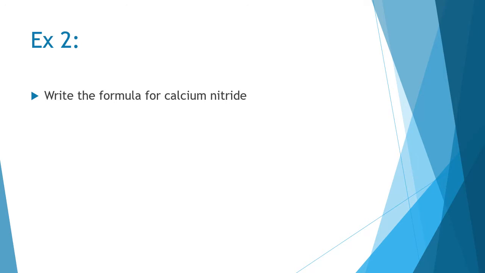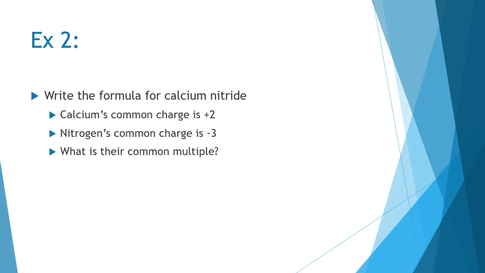Let's try another one. Write the formula for calcium nitride. This is an ionic compound, and we must try to write its formula. First, we need the common charges of the elements involved. Calcium is an alkaline earth metal, and therefore its common charge is +2. Nitrogen is the element that nitride is talking about, and nitrogen's common charge is -3.